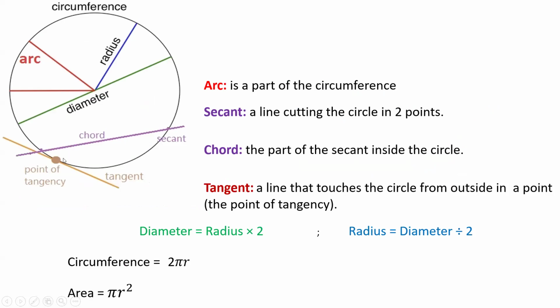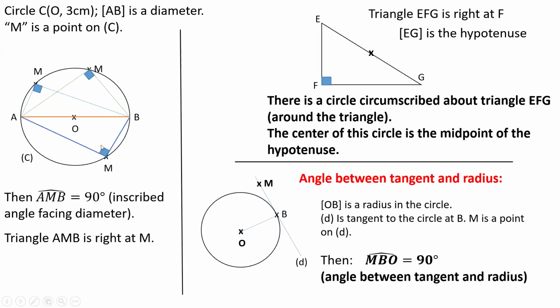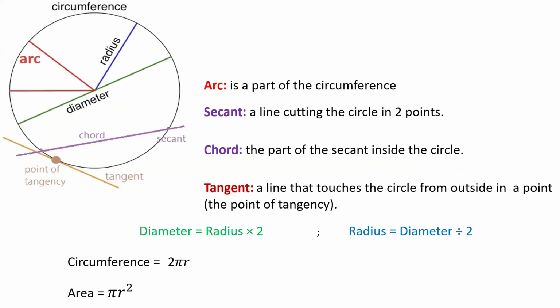The secant is a line that cuts the circumference in 2 points, but it doesn't pass through the center. The chord is the part of the secant inside the circle. So this is the secant. The part of the secant from circumference to circumference, we call a chord.